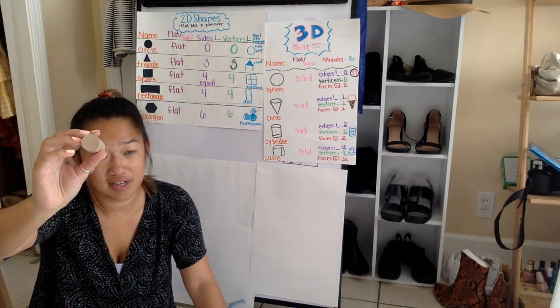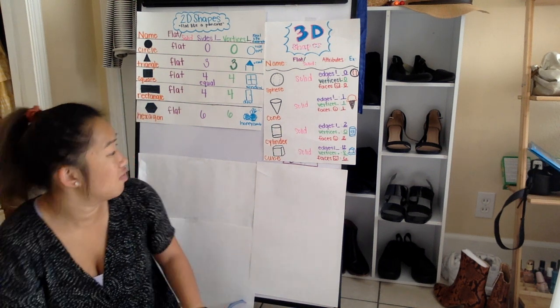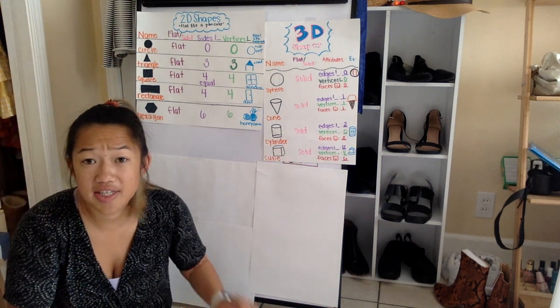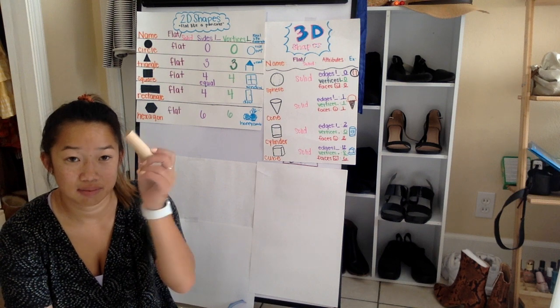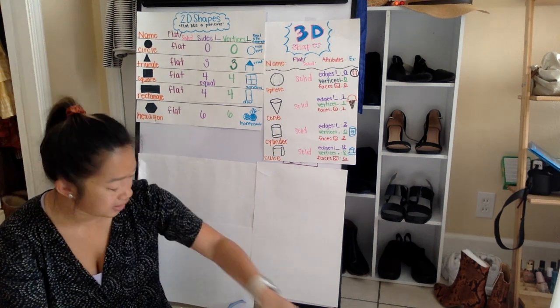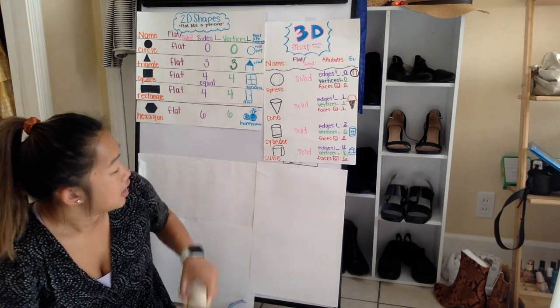Good job. And what shape are these faces? 2 circular faces. Awesome. And my example from at home is a can of soup. Can of soup is in the shape of a, what's this called? Cylinder. Nice work. All right.